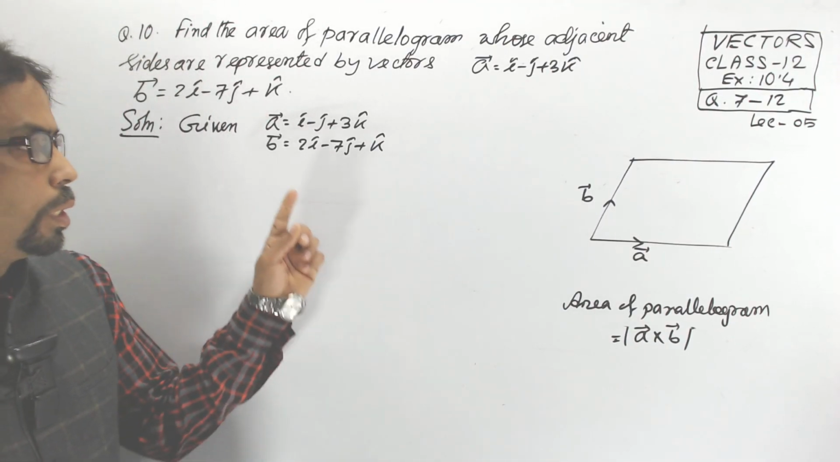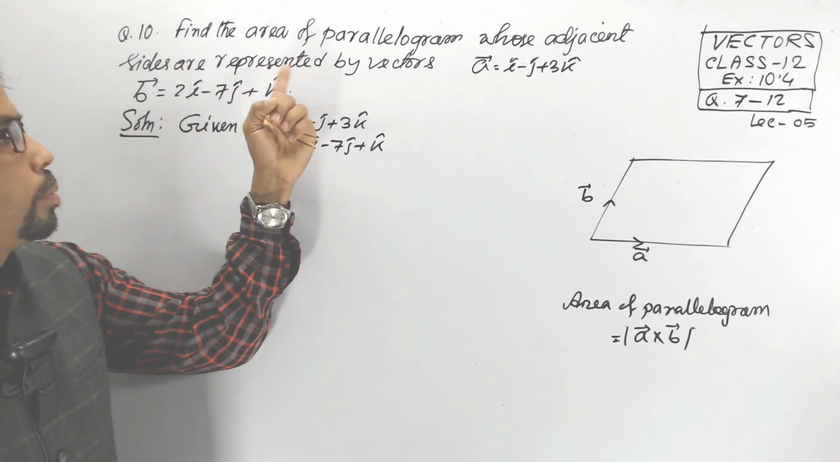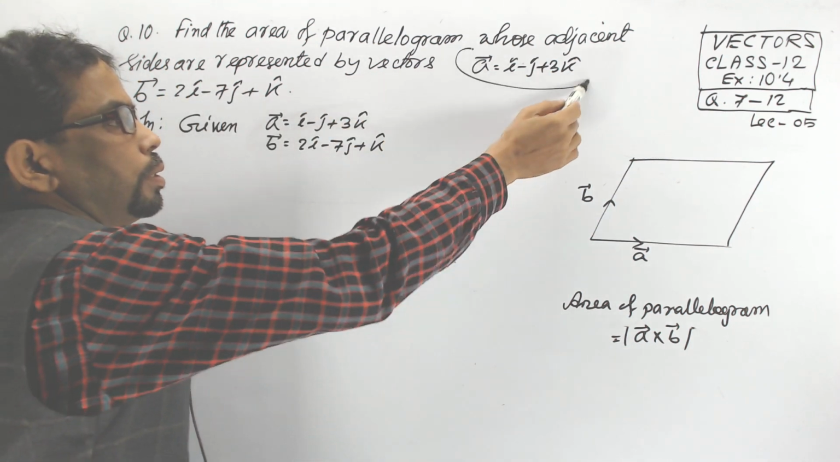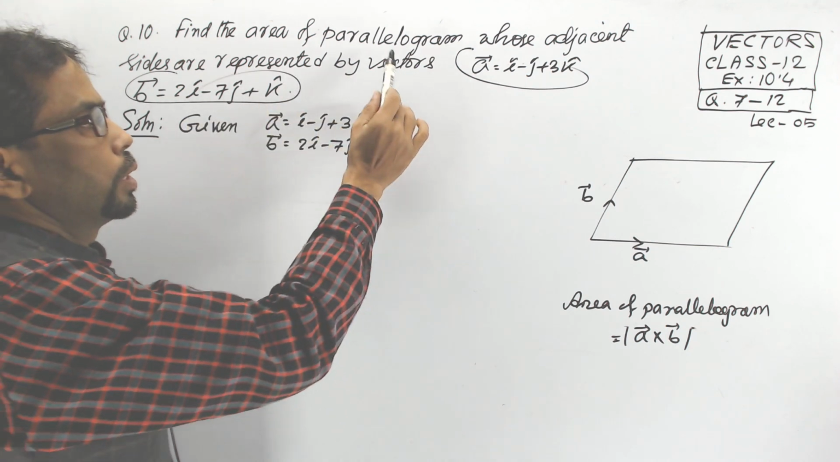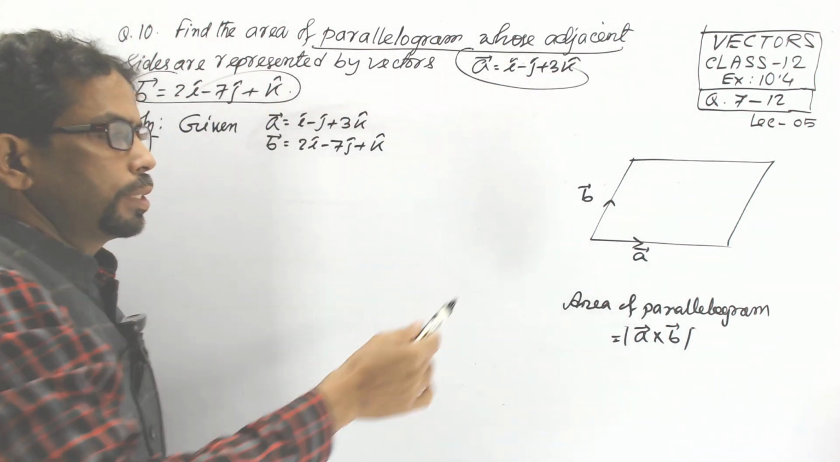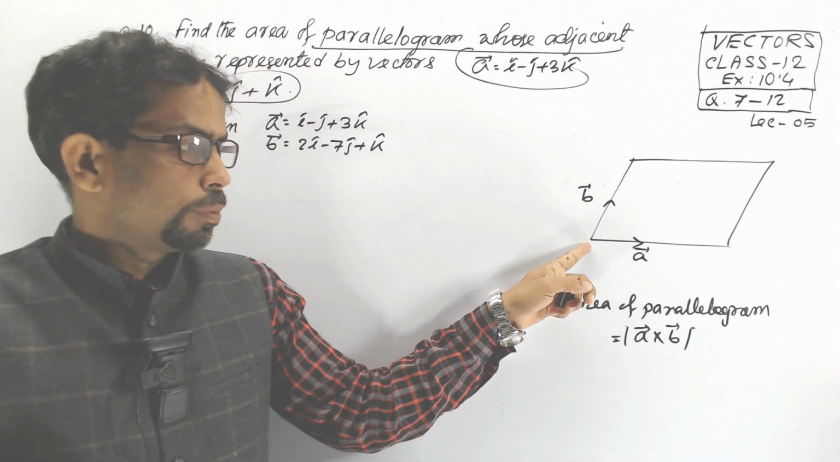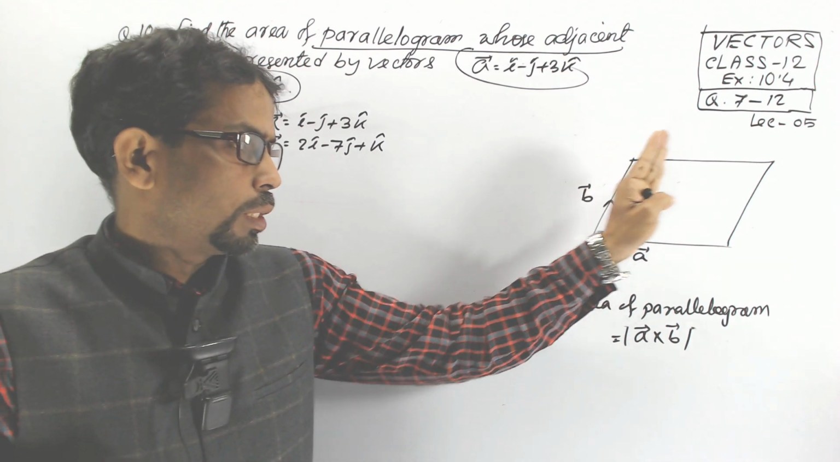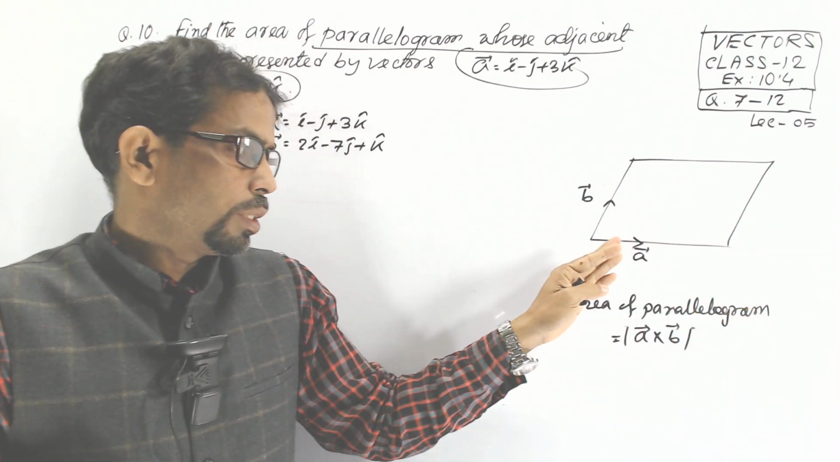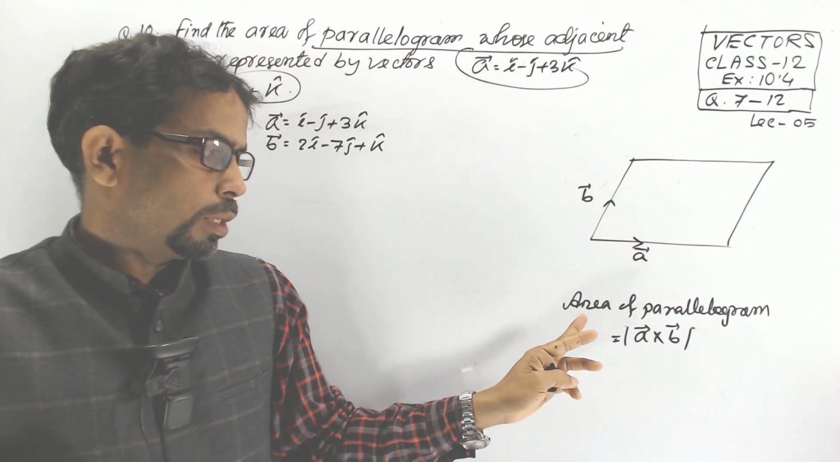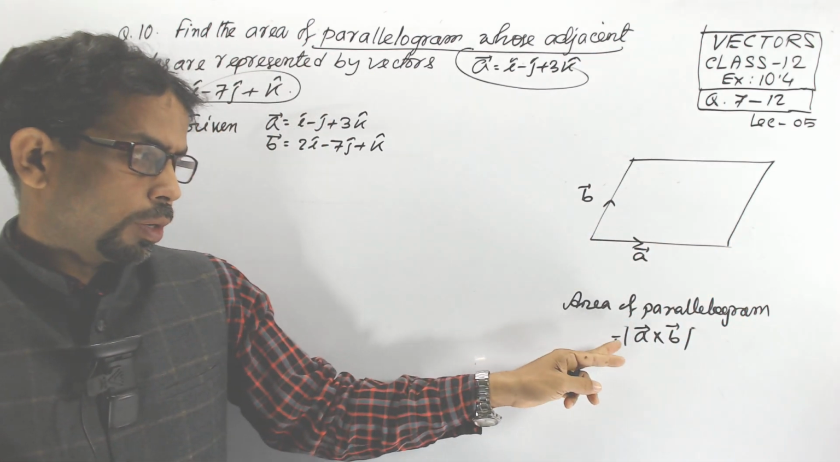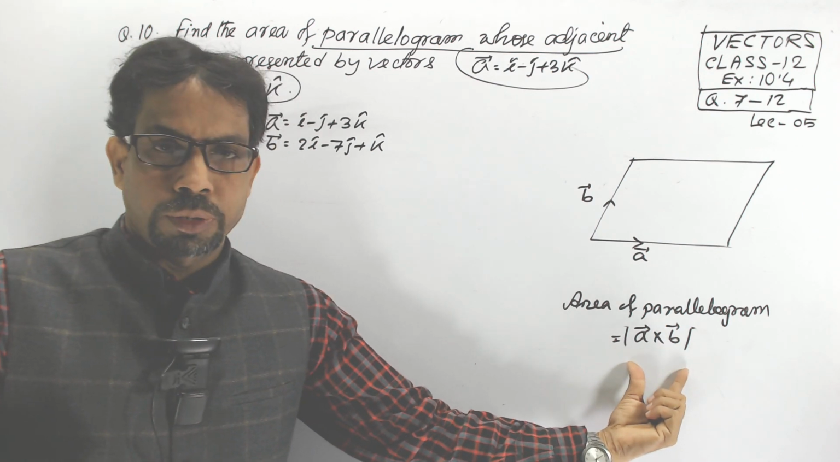Question number 10. Two vectors are given, A and B, which are representing two adjacent sides of a parallelogram. Adjacent side means it is the two vectors starting from the same point. We cannot take one this side, another the parallel side, no. Adjacent side starting from the same point, A and B. Then the formula is here. Area of parallelogram is given by cross product, magnitude.